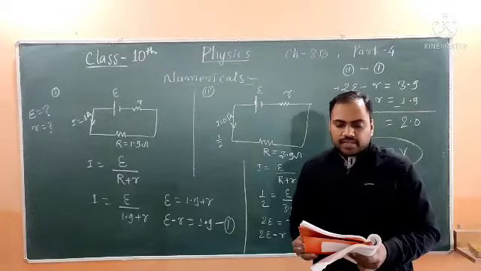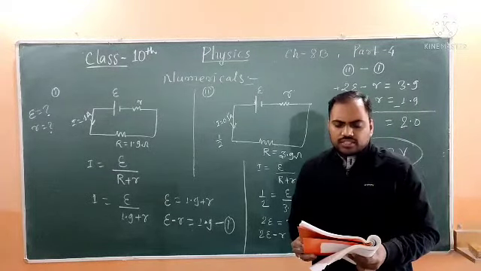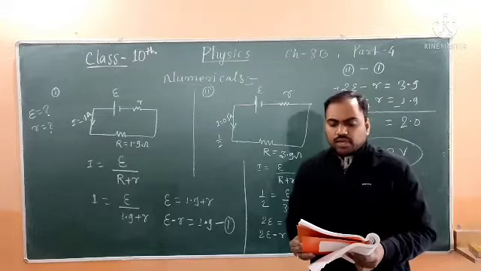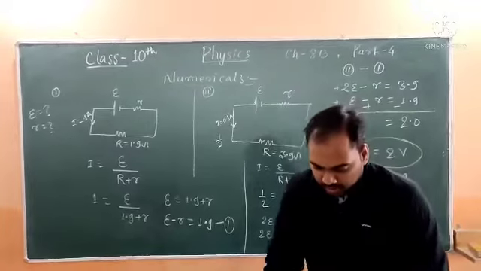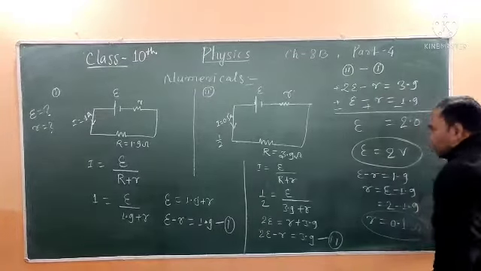Question number 7. May I tell? It is so simple. The 4 resistors, each of resistors 2 ohm are connected in parallel. What is the effective resistance? Okay, I am coming to it. I will do it.